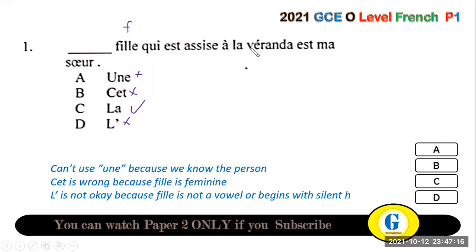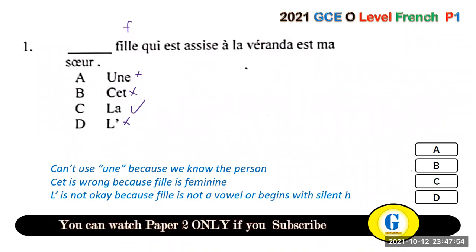Blablabla fille qui est assise à la véranda est ma sœur. So here we have: dash fille qui est assise à la véranda est ma sœur. In this particular question, we know the girl that is sitting at the veranda because here she is saying that it is her sister. So we can't use une because we know the person. Cet is also wrong because fille is feminine. It is a feminine noun. And we use cette for feminine nouns. So we cannot use cet because the cet is for masculine nouns.